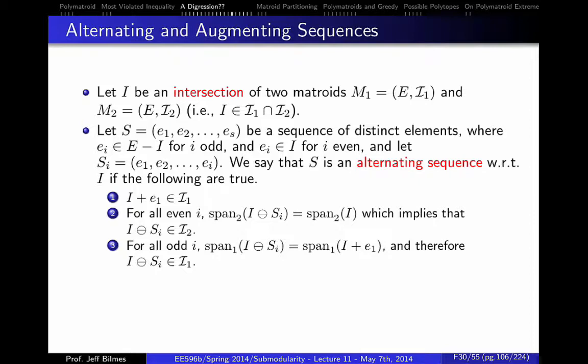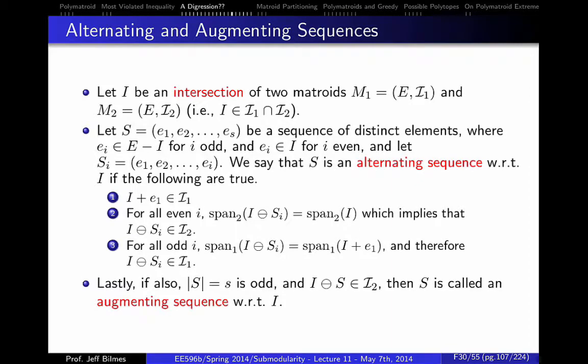So while it might not be the case that we're allowed to keep E1, assuming that there is an augmenting sequence, the additional dimensions spanned by E1, whatever that is, we're going to be able to keep. Because when we get to the end, if there is an augmenting sequence, the size of the sequence is going to be odd, and we're going to be independent in I2.